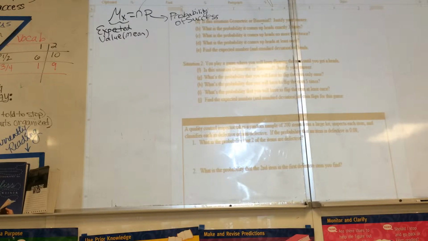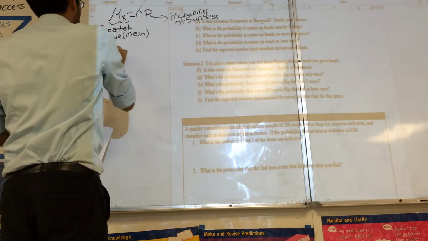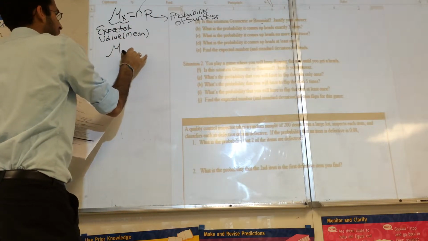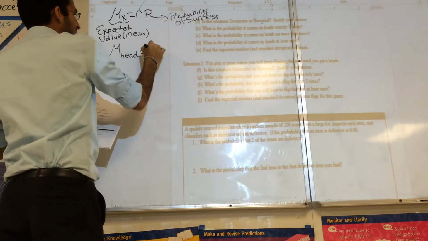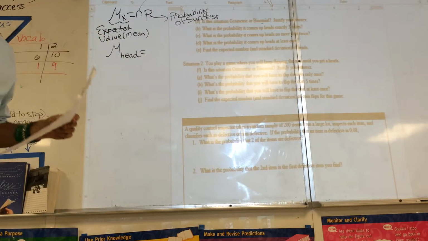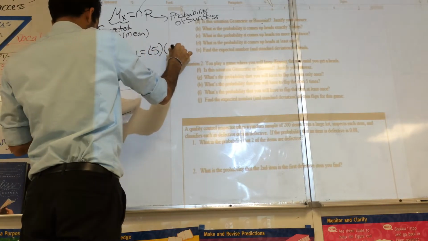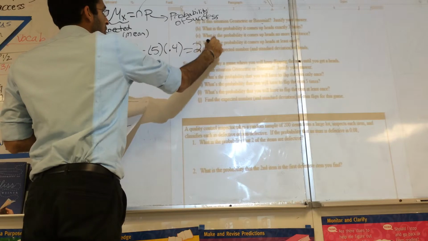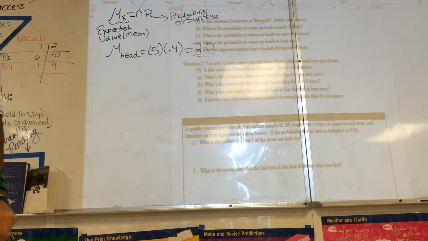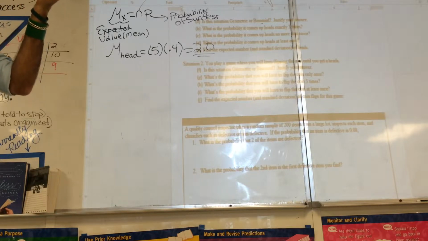We're on the same problem as yesterday. What's the probability of getting a heads? Oh, it says 0.4, right? So p is 0.4, so the expected value of heads is n times p, where n is how many times am I flipping it, 5 times. So n is 5 and p is 0.4, which will be equal to 2. So what we're saying is if I flip the coin 5 times, I would expect to get a head twice. That's the expected value of the number of heads I get if I flip 5 times.